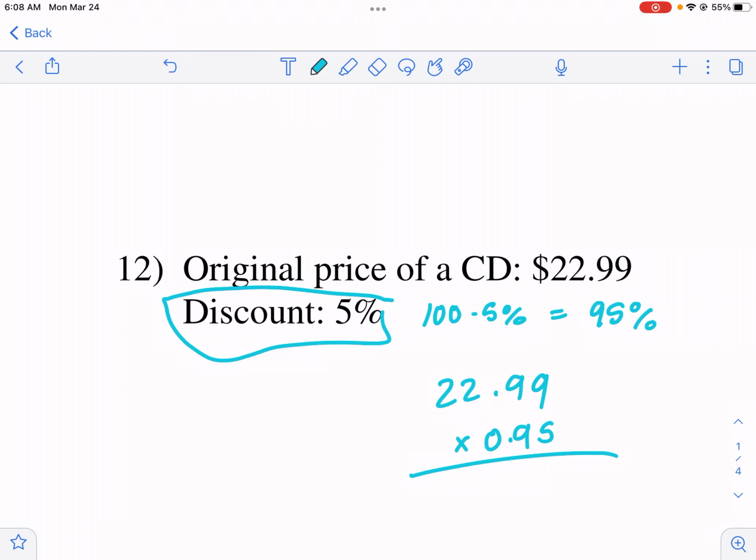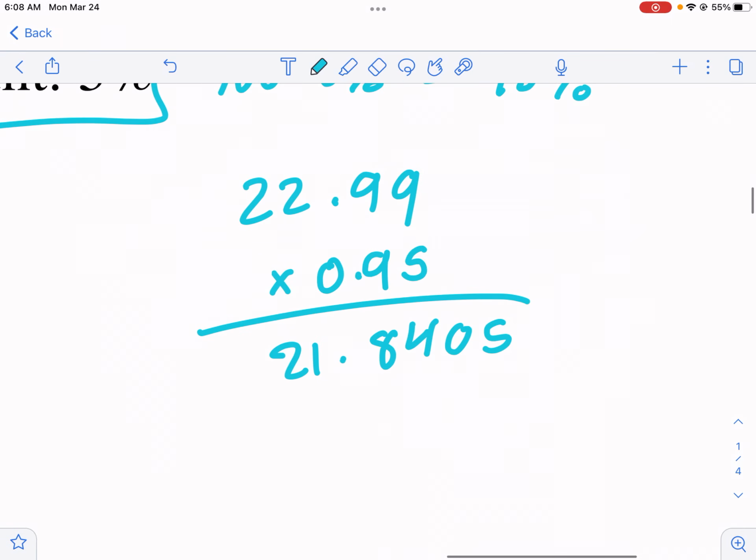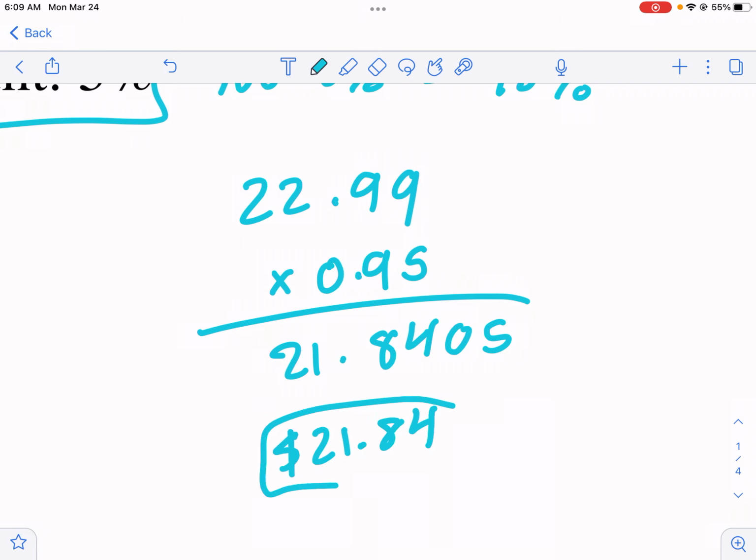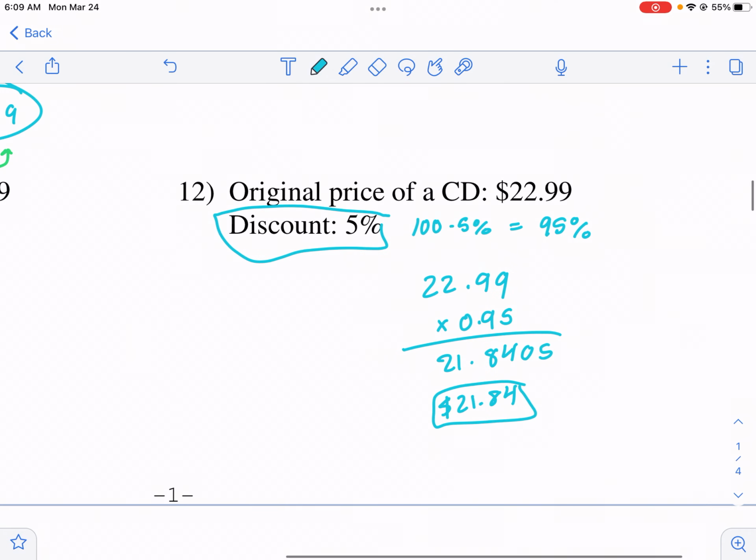So I just, on my calculator or by longhand, however you want to do it, I multiply these two things together, and I get 21.8405. So you're going to have rounding regardless. And this rounds to just 21.84. And that's going to be my final discounted price.